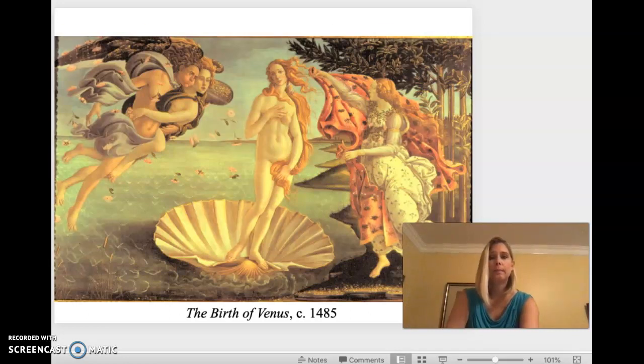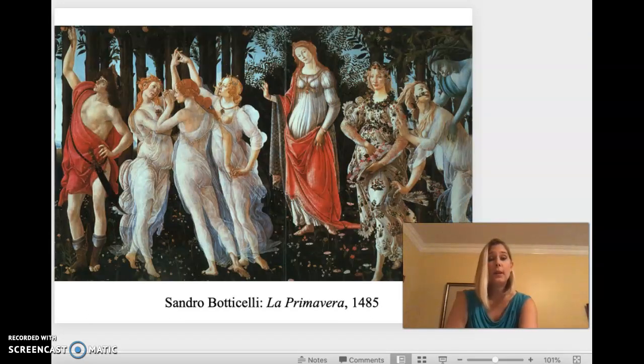Those of y'all familiar with Botticelli's work, here's another one of his works, La Primavera. You can see here's that image I showed y'all earlier when we were going over the characteristics of painting and the emotion that you see in a lot of these human faces.